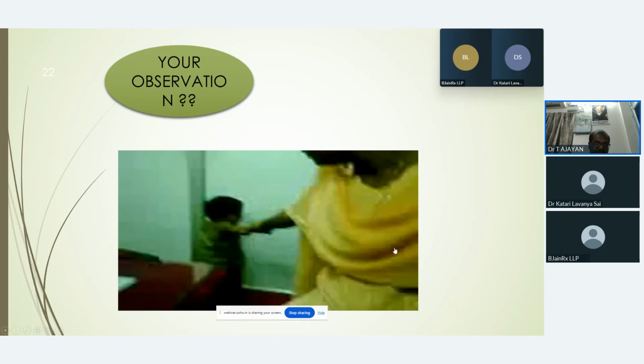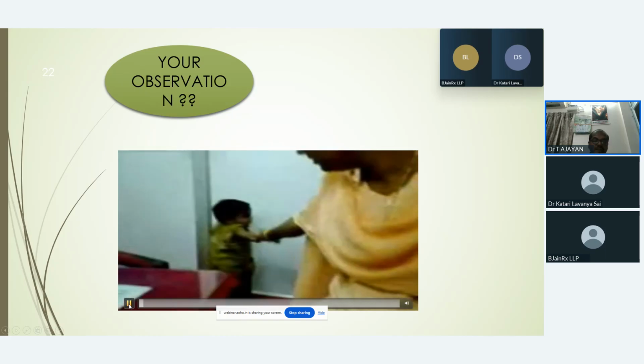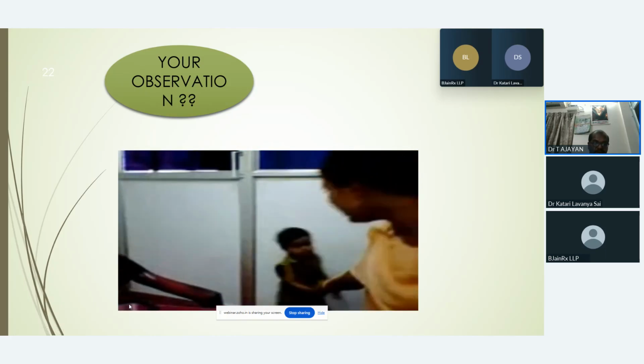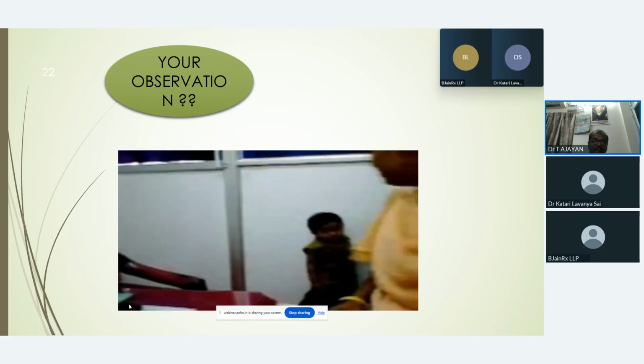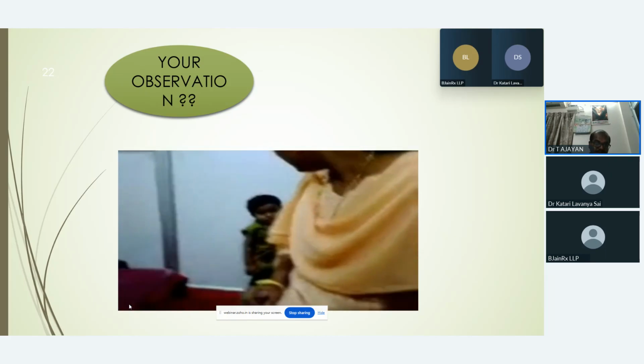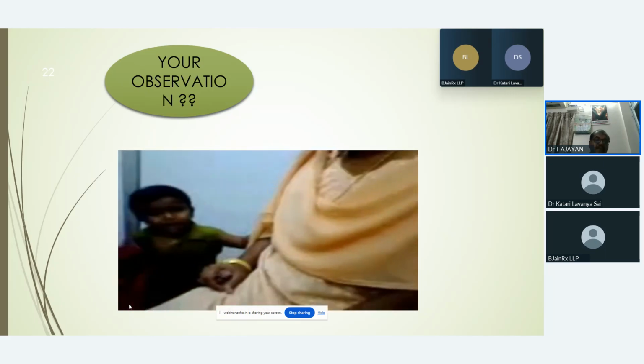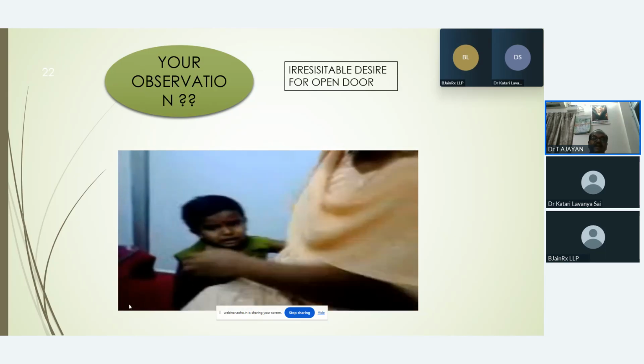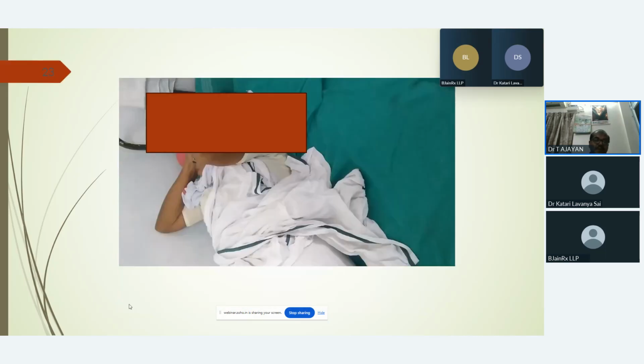I'll discuss it later. Here is another case of chronic constipation. As we are entering the room, the child's presentation is like this. Now look here, near the door, we are trying to open the door, and after that, the child is crying. That is an irresistible desire to open the door. It's another case.